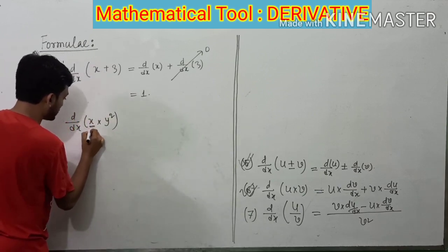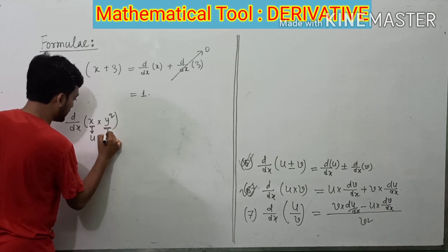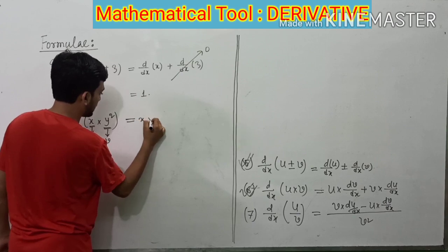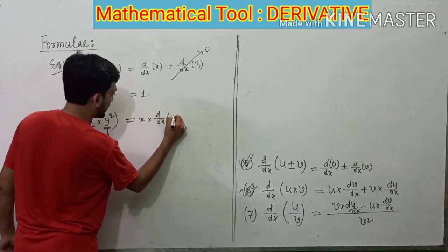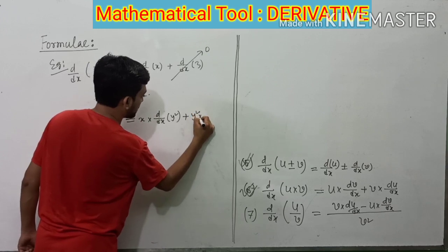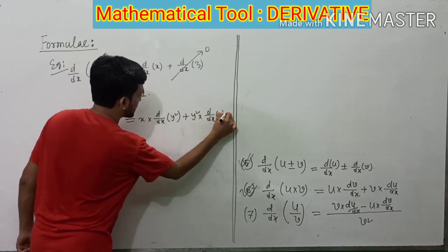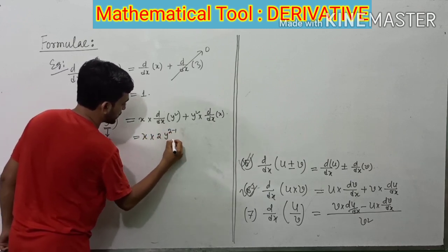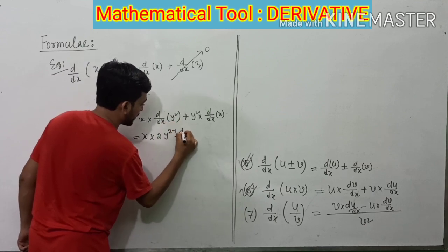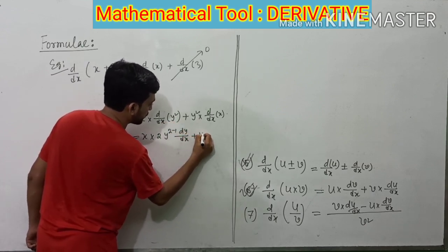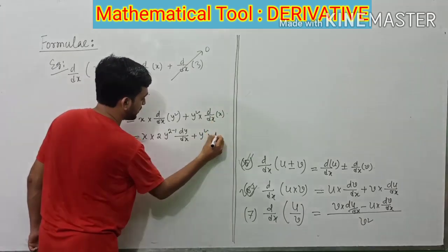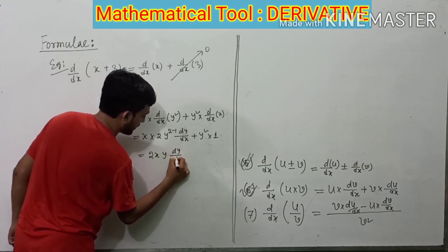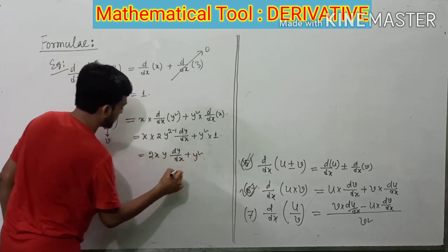So x we are considering as u and y square we are considering as v. This is equal to x multiplied by d/dx of y square plus y square multiplied by d/dx of x. This will be simply x into 2 into y to the power 2 minus 1. Since variables are different, we have to write dy by dx plus y square d/dx of x equal to 1. 2xy multiplied by dy by dx plus y square.